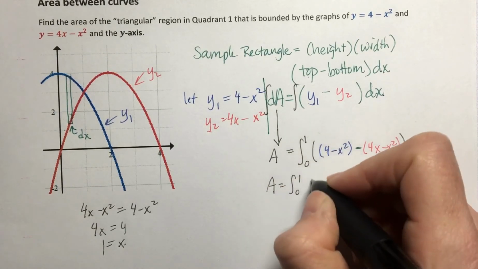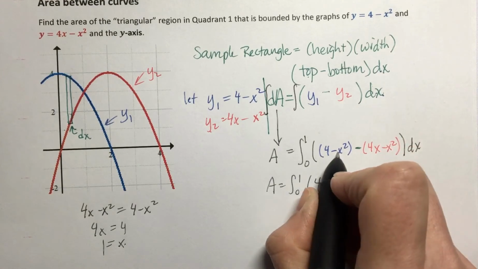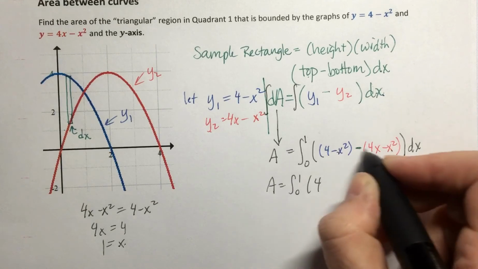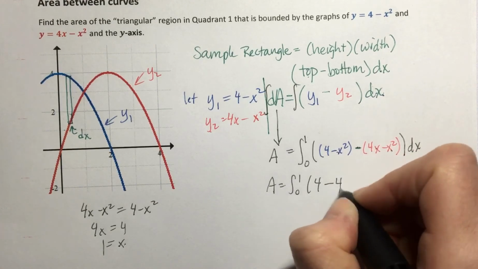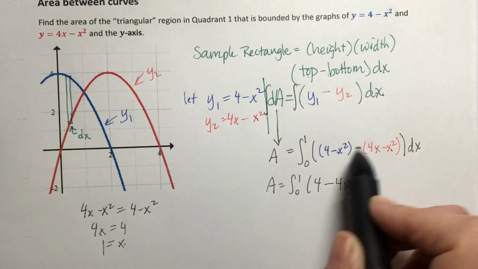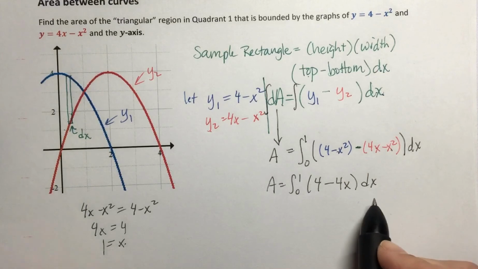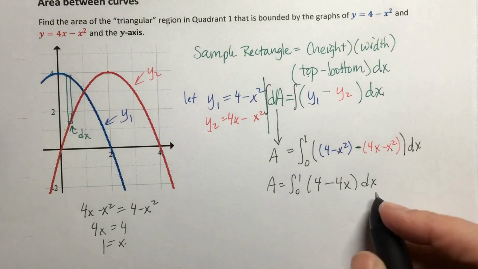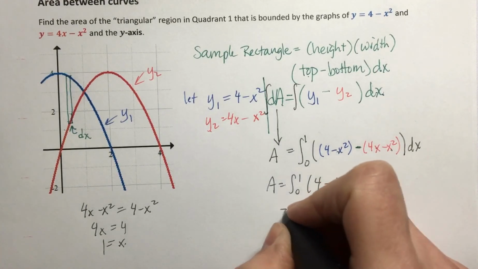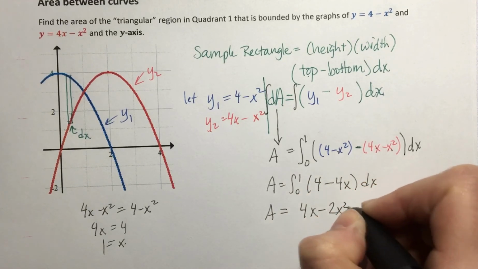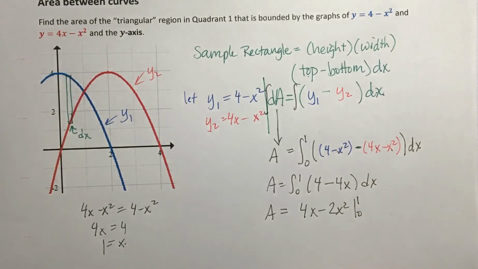So I have my 4, negative x squared minus negative x squared, that's gone. Oh, that's convenient. And then I have my minus 4x. So be really careful with your pluses and minuses. If you need to write another line where you distribute this negative through, you can do that. Just watch those pluses and minuses really carefully. Okay, so from here, I'm going to integrate it. So my area is going to be 4x minus 2x squared from 0 to 1.